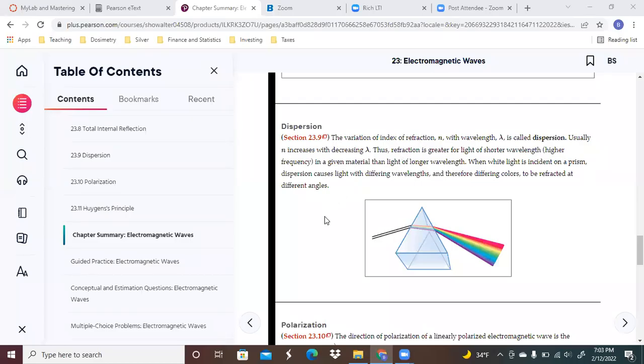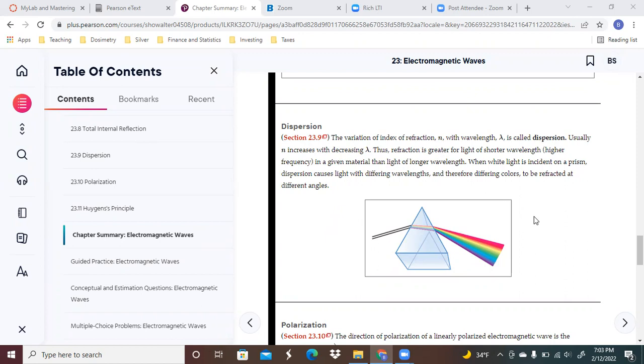This is going to be over section 23.9. We're going to be looking at dispersion. The variation of index of refraction with wavelength lambda is called dispersion. Usually n increases with decreasing wavelength. Another way to look at it is n increases with increasing frequency.